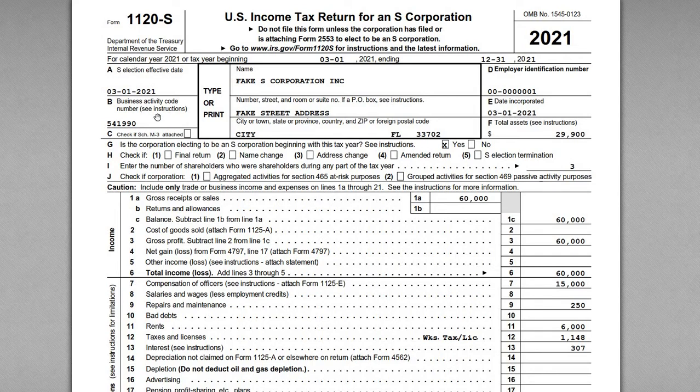Business activity code, if you look at the form instructions, there's a listing all the way in the back which shows business activity codes depending on your industry. Fill that in depending on, as closely as you can. A lot of times there's not a good match, but just find the closest one that matches your business and fill out that business activity code there.